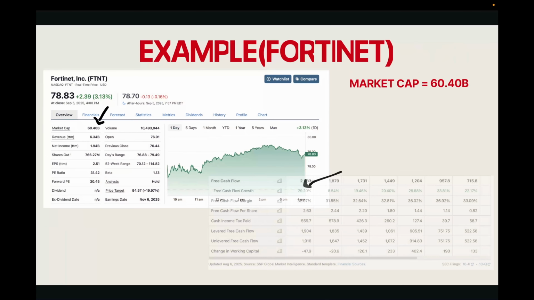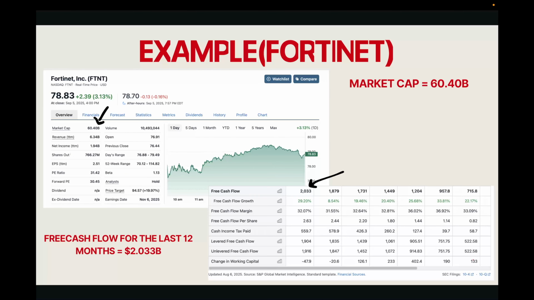And so using the example from before, which is Fortinet, we can see that as of the close on September 5 in 2025, the company's stock price closed at $78.83 a share, right? And the total number of shares that the company has available in the market, we call it shares outstanding. The total number of shares outstanding comes in at 766.27 million, right? So when you take that number and you multiply it by the share price, it gives you the market capitalization for Fortinet, which comes in at $60.40 billion.